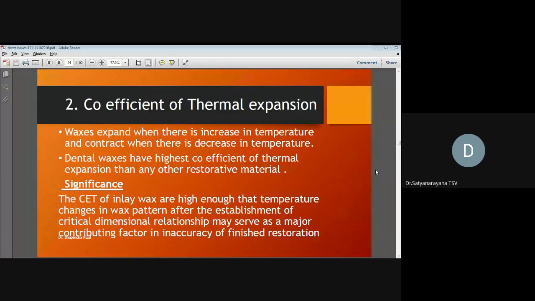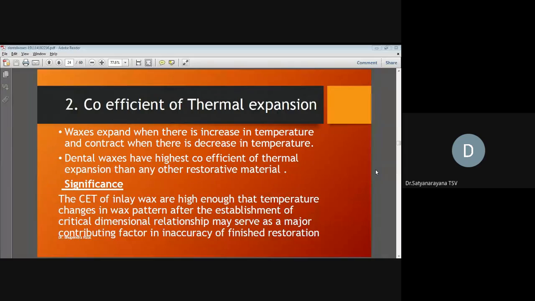So what is the significance of that? Inlay wax's coefficient of thermal expansion is high enough that temperature changes in the wax pattern after establishment of critical dimension relationship may serve as a major contributing factor in inaccuracy of your finished restoration. What does it mean? Suppose you are fabricating a wax pattern in the summer season. In the morning, it might be around 27 degrees. But in the afternoon, the temperature is rising to around 40, 42, or 50 degrees. It may range. And in the evening, it's coming back to 28 or 30 degrees.